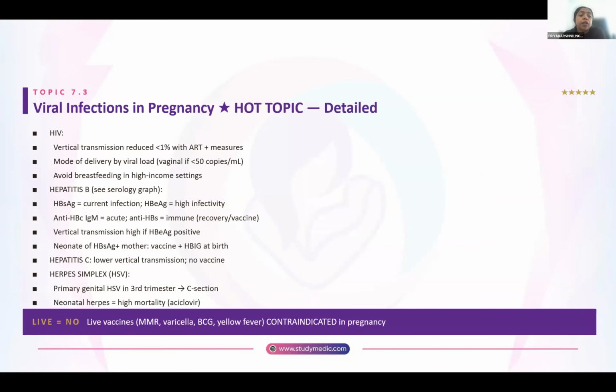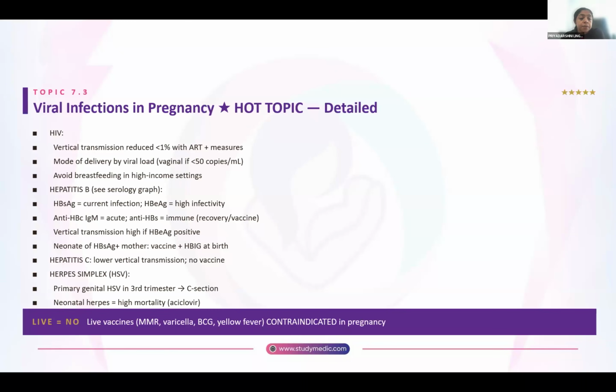Now HIV, the human immunodeficiency virus. The vertical transmission gets reduced to less than 1% whenever the woman is started on antiretroviral therapy. The mode of delivery is decided by the viral load. Vaginal delivery is allowed whenever the viral load is less than 50 copies per ml. If the viral load is more, then we always offer or prefer cesarean section. If the woman is in a high income setting, avoid direct breastfeeding also.